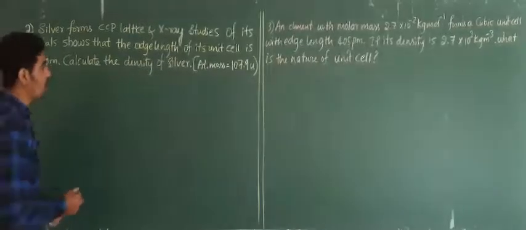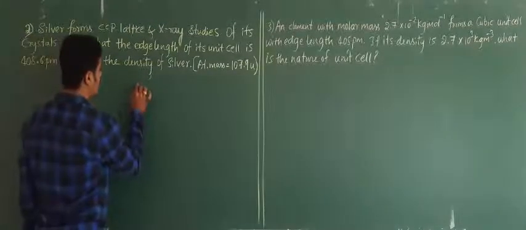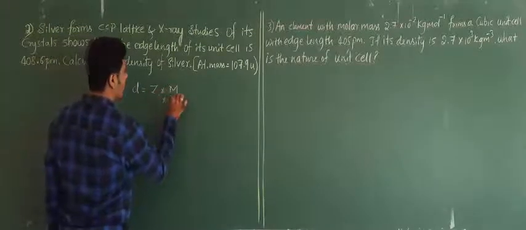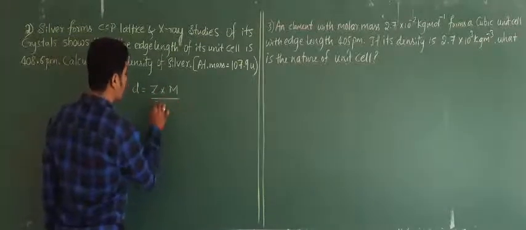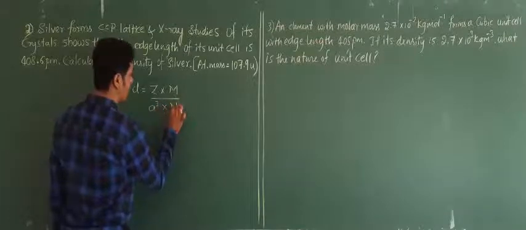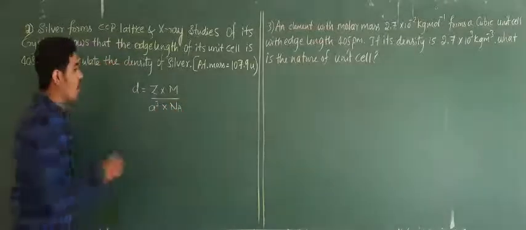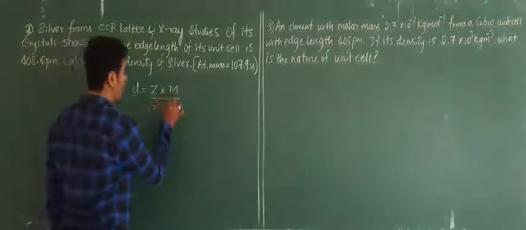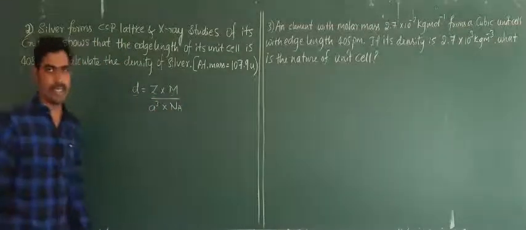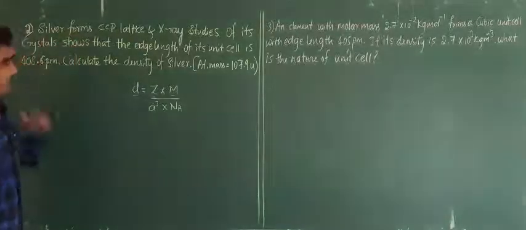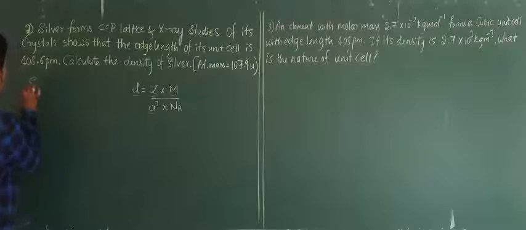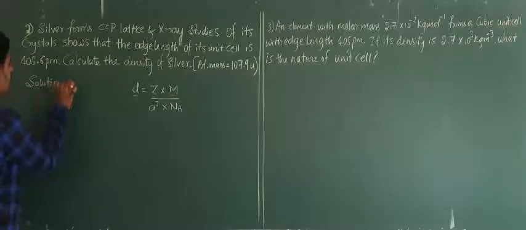And what is the formula for density? Density is equal to Z into M divided by a cube into Na. So in order to calculate the density, you should know the value of Z, M, a and Na. See the question and what they have given, and just write it down. Okay, so in the solution, what will we see?